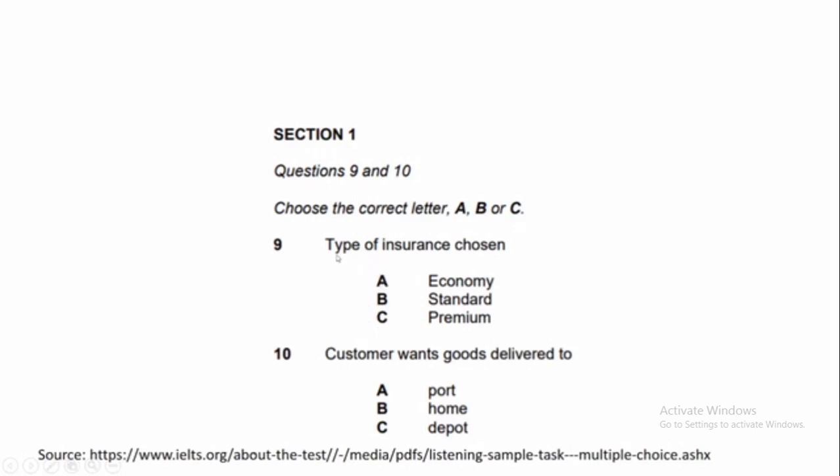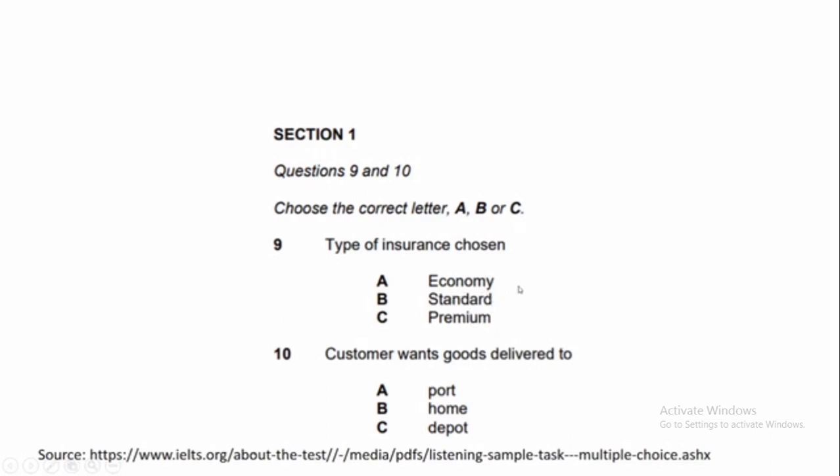So the next thing I have to do is read it and understand it. A huge number of students do not read or understand anything. So, type of insurance chosen. I know what economy means, I know what standard means, I know what premium means. If you don't know what those mean, guess them. Any differentiation between these? Economy and standard mean the same thing. Premium means something completely different. It's kind of the opposite to these. Okay, I understand the differences in meaning of these.